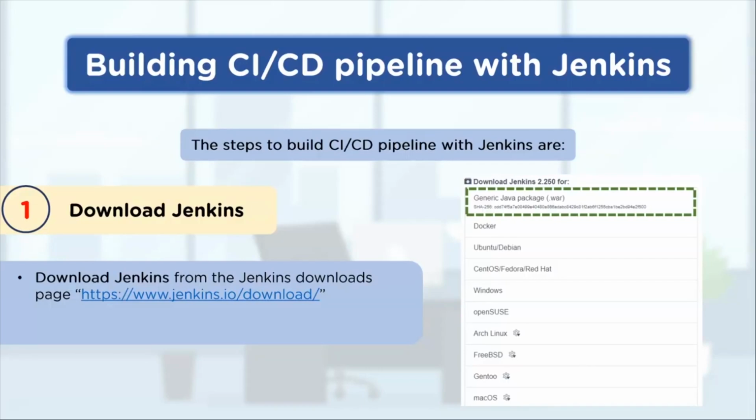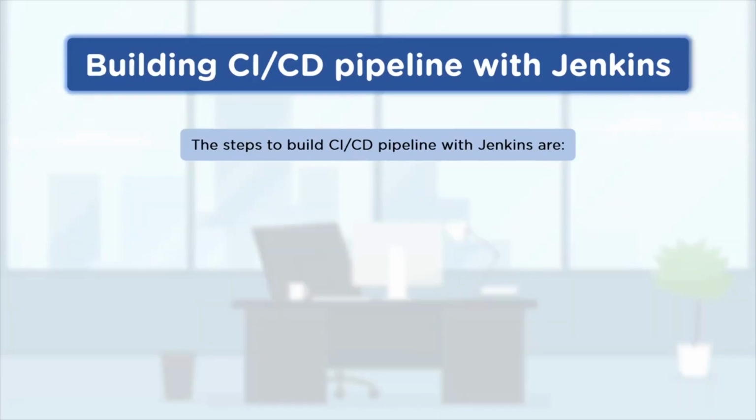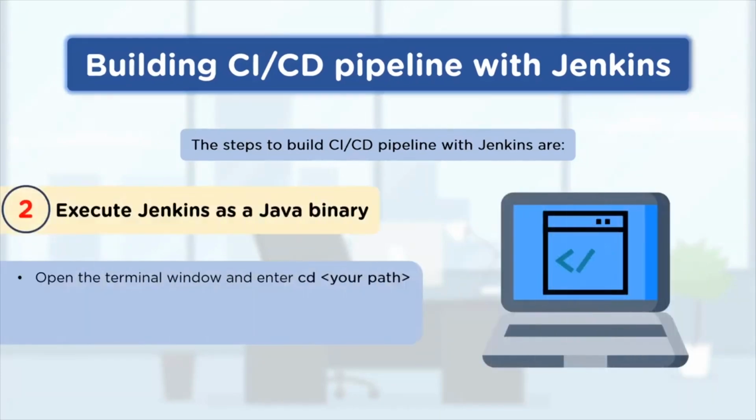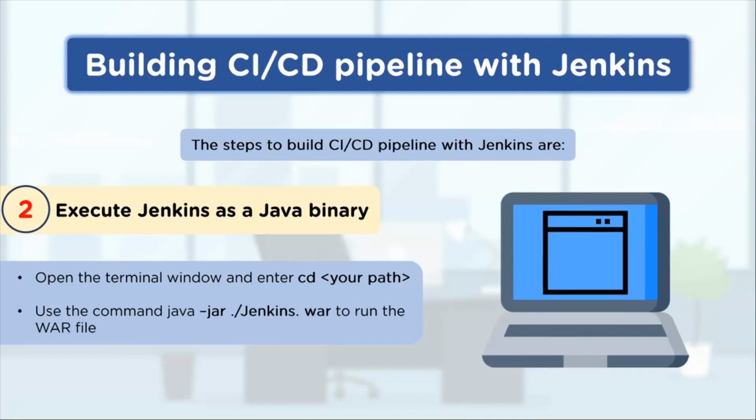So that's the very first thing to start with. You download the generic Java package like a WAR file, and then you have to execute it. You download that into a specific folder structure. Let's say you have created a folder called Jenkins. Now you go into that Jenkins folder with the help of the cd command, and there you run the command java -jar jenkins.war.